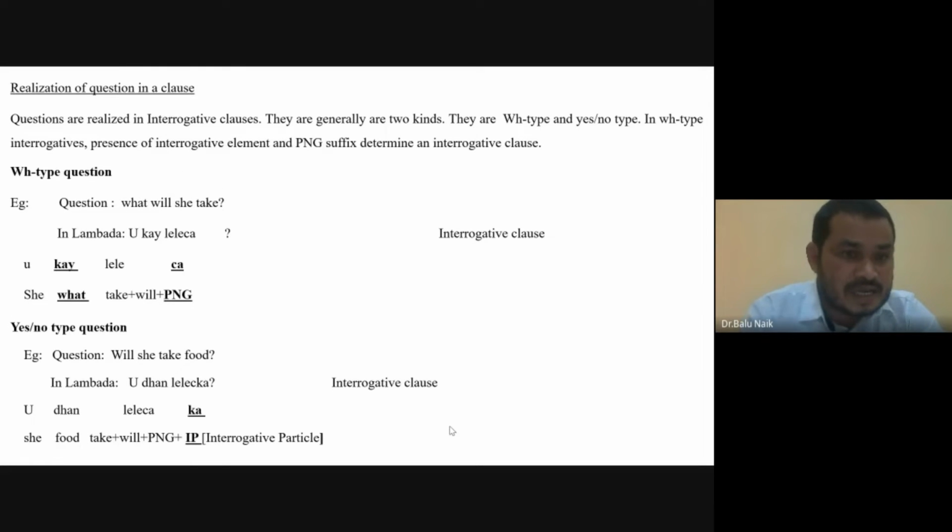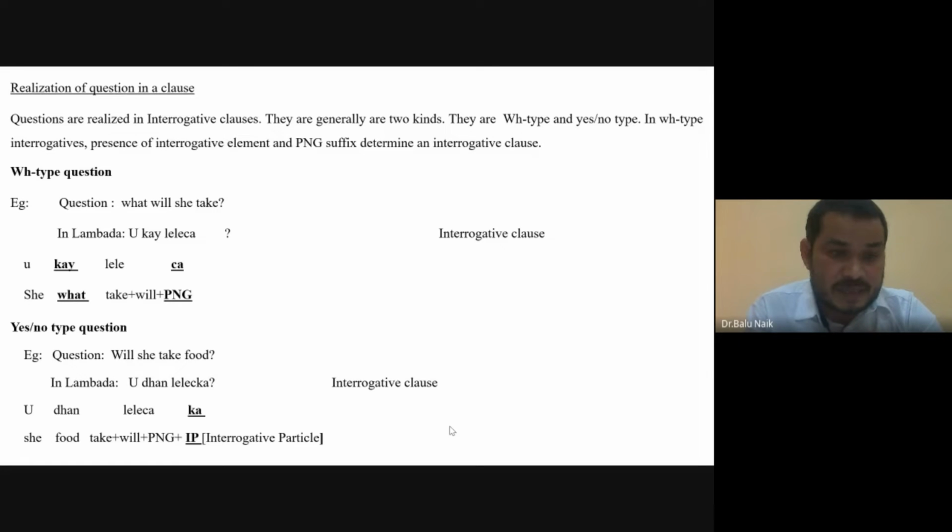Realization of questions in the language. Questions are realized in the interrogative class. There are generally two kinds: WH type and yes or no types. In WH type interrogatives, the presence of interrogative elements and the PNG suffix determine the interrogative class. Suppose a WH type question: what will she take? In Lambada, वो काय लेला. Who is she, kai is what, lela is take, cha is the PNG marker.